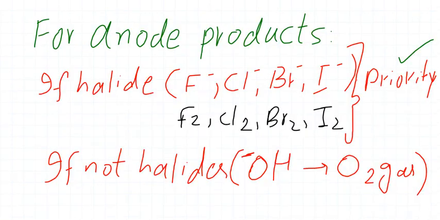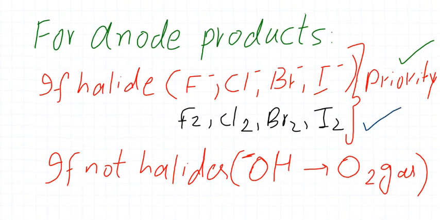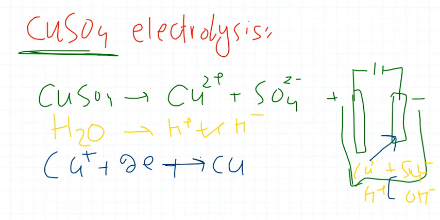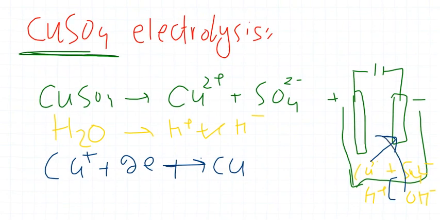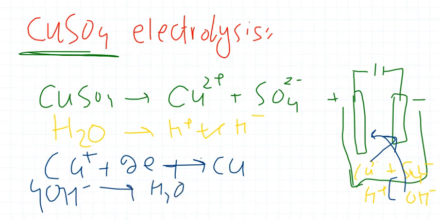And then there is a competition between sulfate and the hydroxide, and for that we also have a priority: if the ions are halides, then halides will go towards the anode on priority, and otherwise, in case of every other ion, OH- will get the priority. So in this case we have competition between sulfate and OH- ions. So OH- ions will move towards the anode, and 4 OH- ions will form water plus 4 electrons plus oxygen gas.